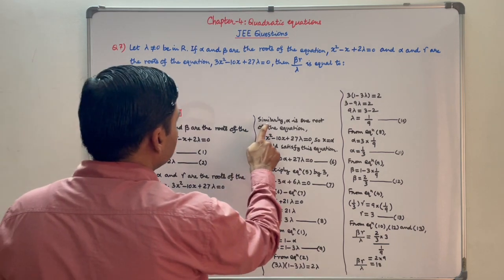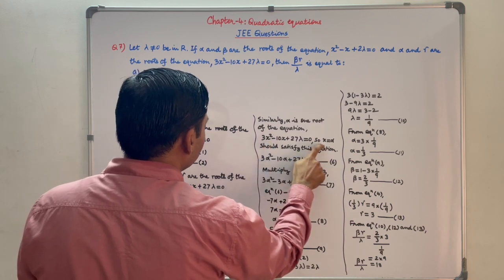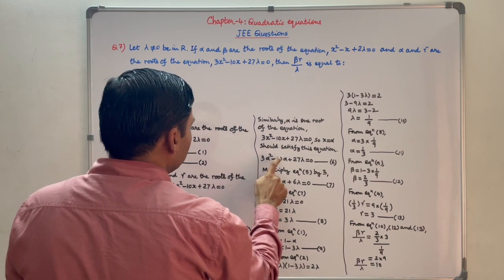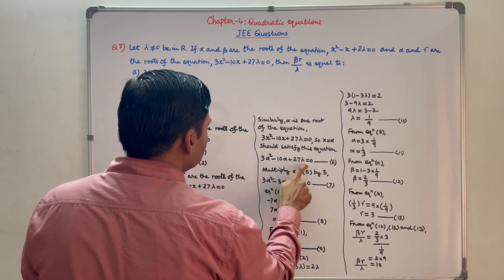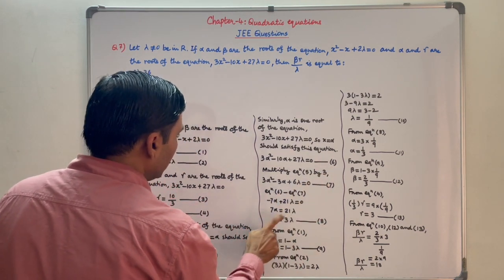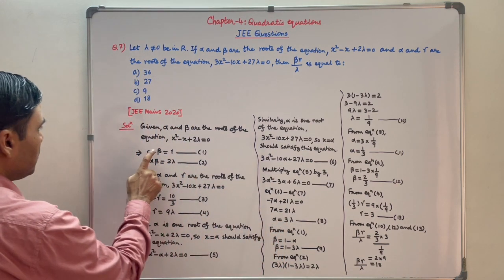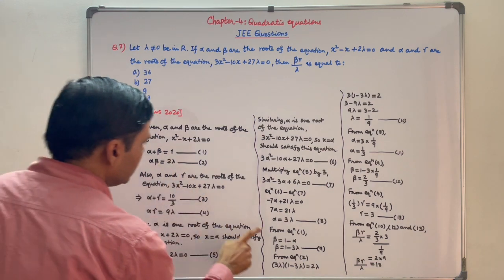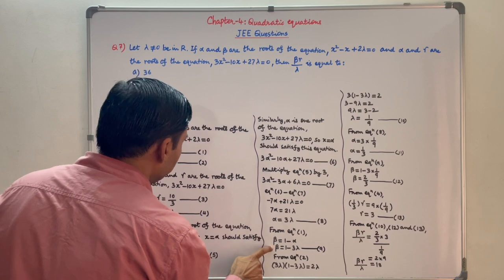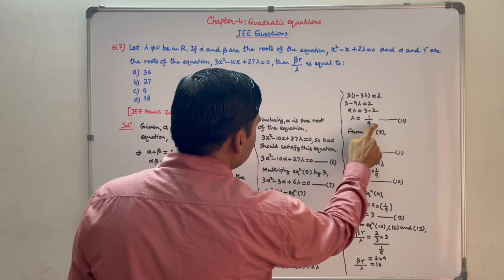Also, it is given that alpha is one root of this equation as well. So x = α should satisfy this equation as well. So 3α² − 10α + 27λ = 0. We can solve equations 5 and 6 to get α = 3λ. Put the value of alpha in equation 1 to get β = 1 − 3λ. Put the values of alpha and beta in equation 2 to get the value of λ equal to 1/9.